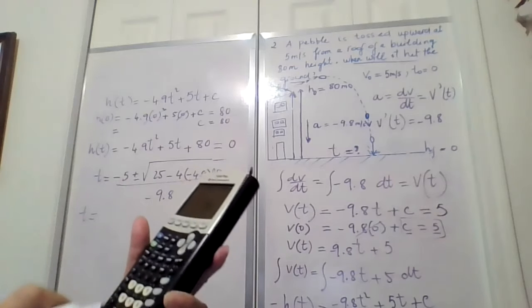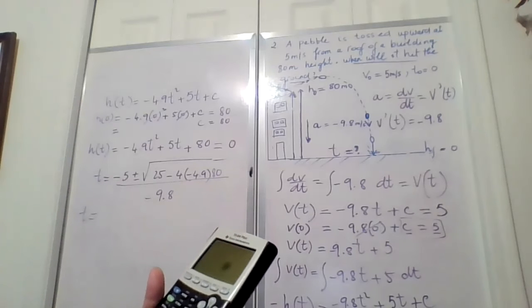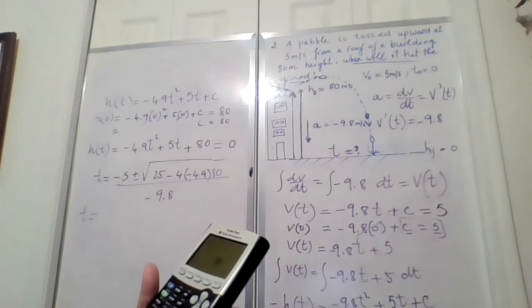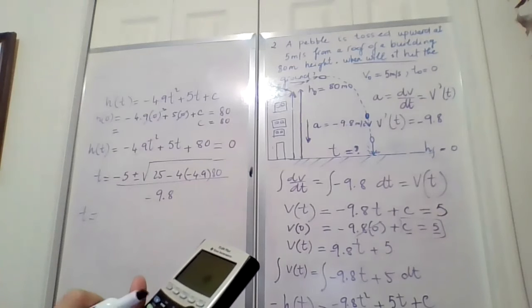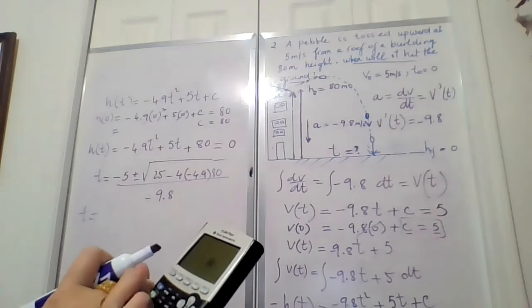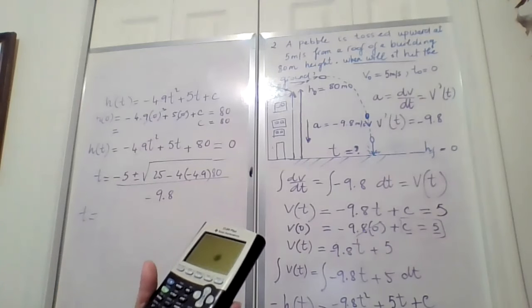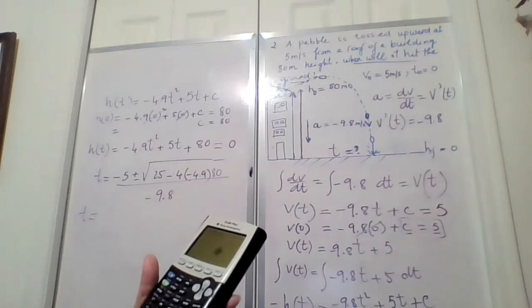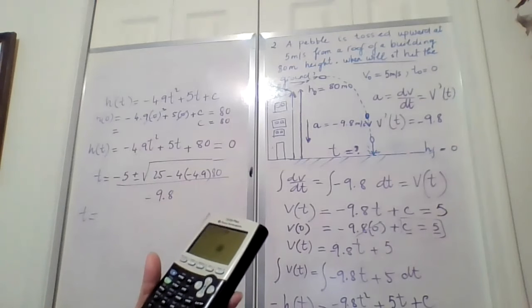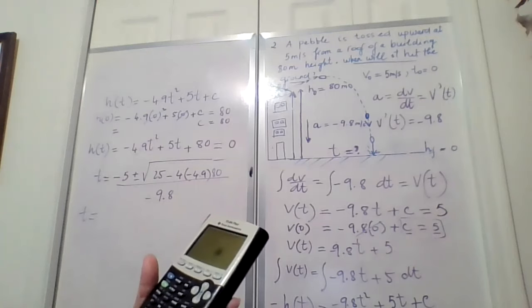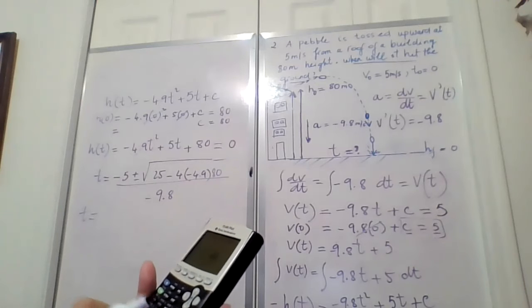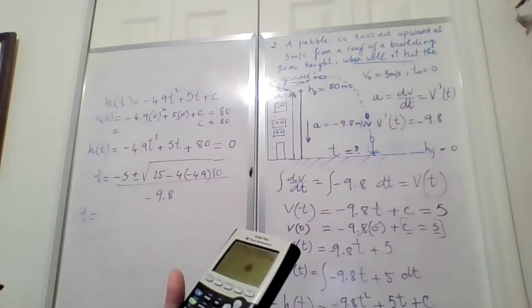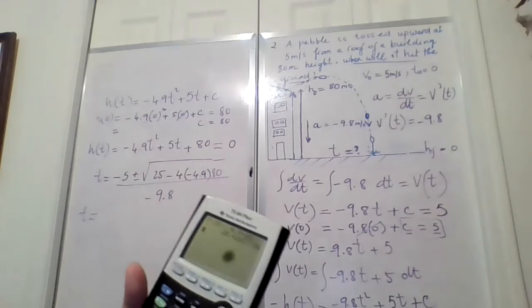Oh, yeah, I just squared. So now let's get the answer. Oh, something's wrong. Maybe I should put another bracket. What's wrong with this? Okay, let me try it again. Square root, 5 squared is 25, minus 4.9 times 80, close the bracket. So we get 20.42.